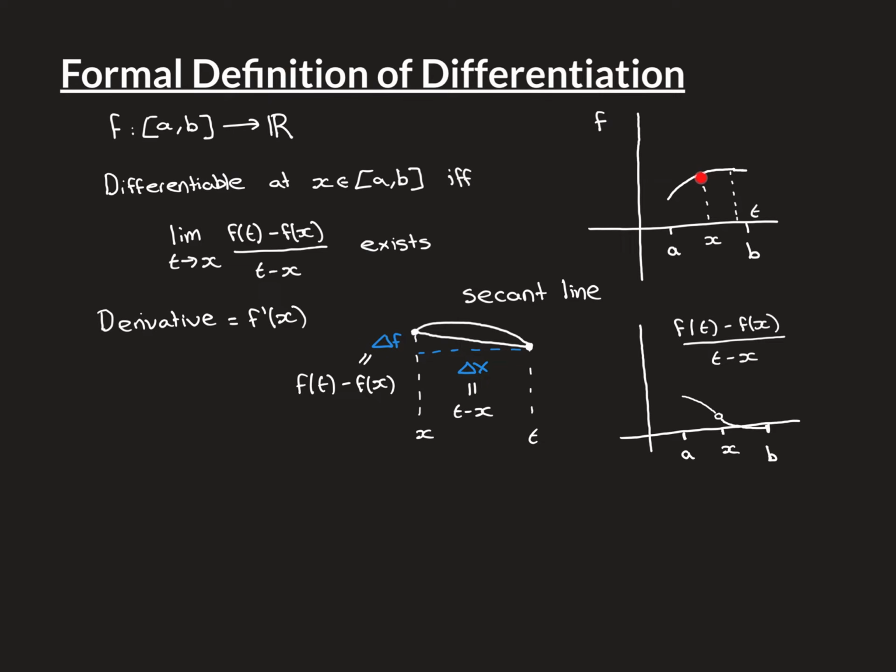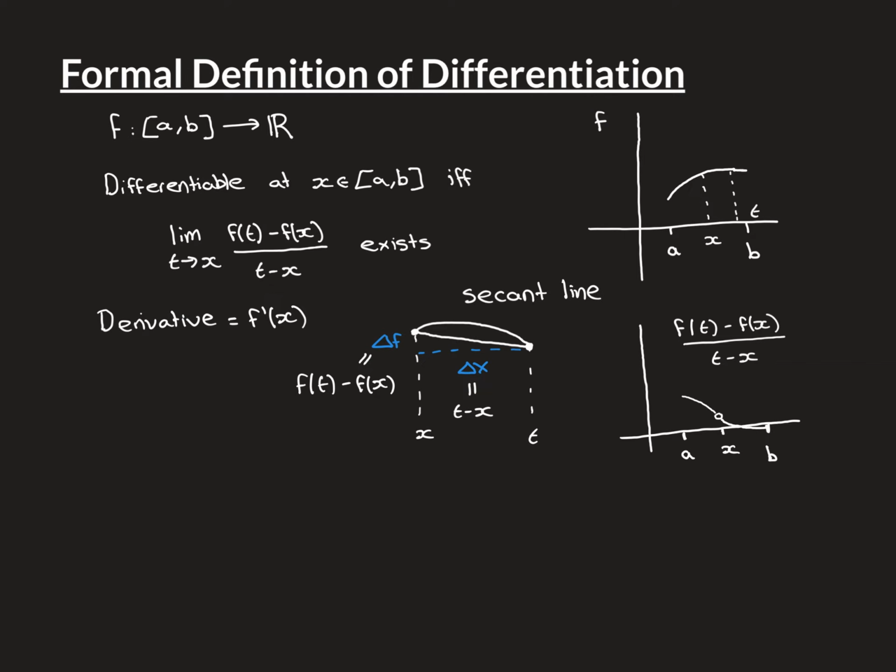You can then consider drawing a secant line between the point x, f of x and the point t, f of t, and then the gradient of that secant line is going to be given by this quotient here, f of t minus f of x, which gives you how much you're changing f as you go from x to t, and then divided by t minus x, which is how much you're changing x as you go from x to t. And that's going to tell you how steep the secant line is.